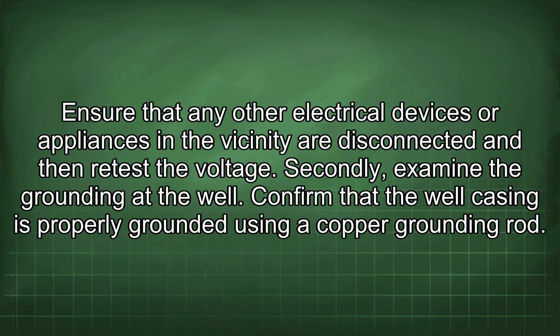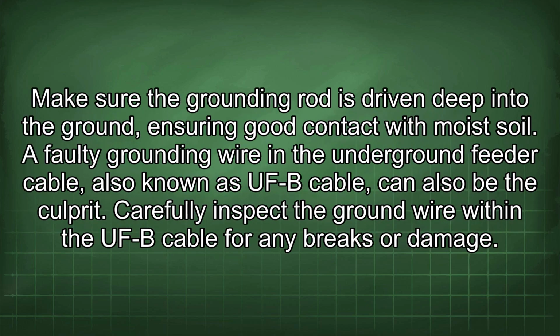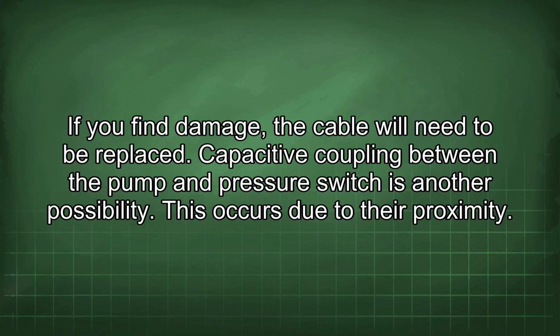Confirm that the well casing is properly grounded using a copper grounding rod. Make sure the grounding rod is driven deep into the ground, ensuring good contact with moist soil. A faulty grounding wire in the underground feeder cable, also known as UFB cable, can also be the culprit. Carefully inspect the ground wire within the UFB cable for any breaks or damage. If you find damage, the cable will need to be replaced.